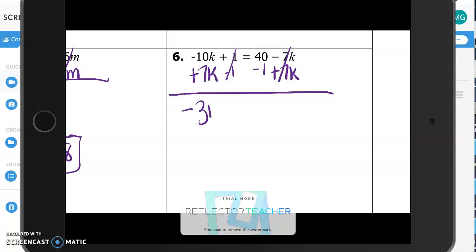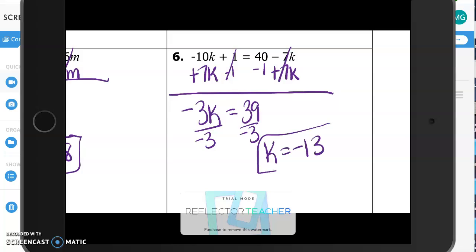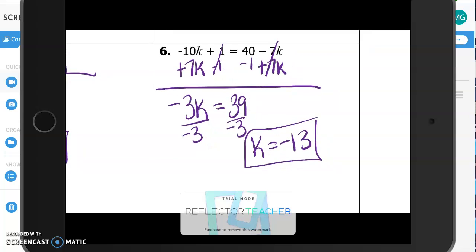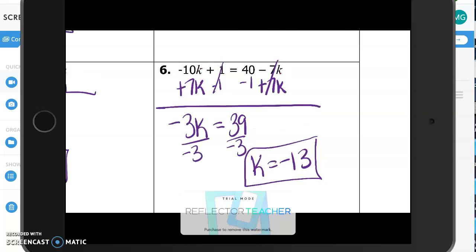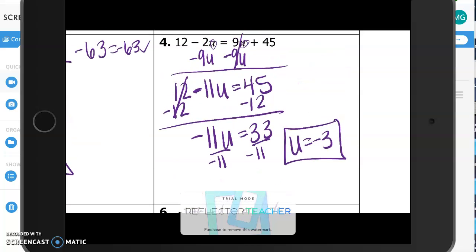So this would give me negative 3k is equal to 39. Then I can divide both sides by negative 3 and get k equals negative 13. And you're done. So it takes 1 less step if you decide you want to do it that way. You just have to remember that constants go to one side and variable terms go to another side. They can't both go to the same side. Again, if you don't feel comfortable, you'll want to move your variable, write what you have left, then move your constant, and then you'll be down to where you just have to divide.